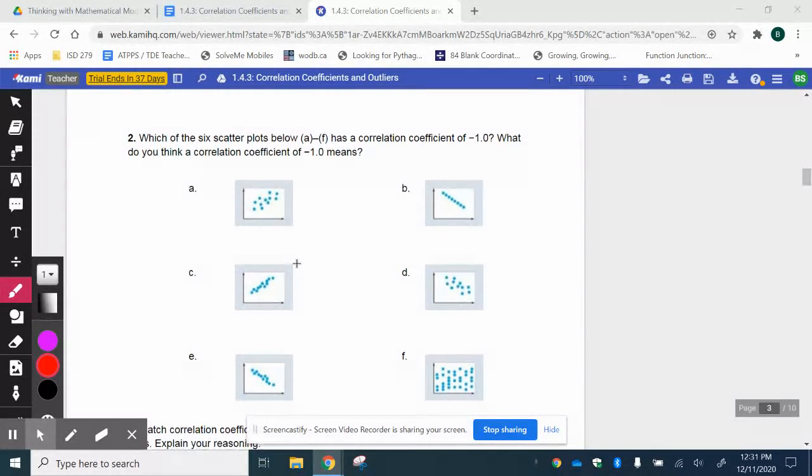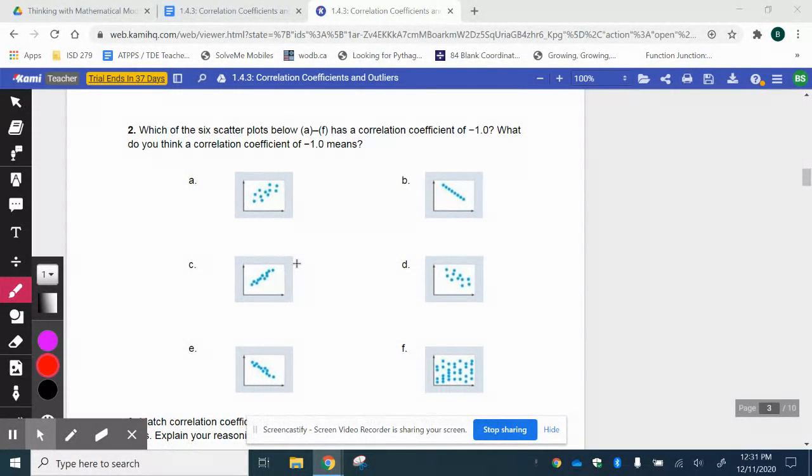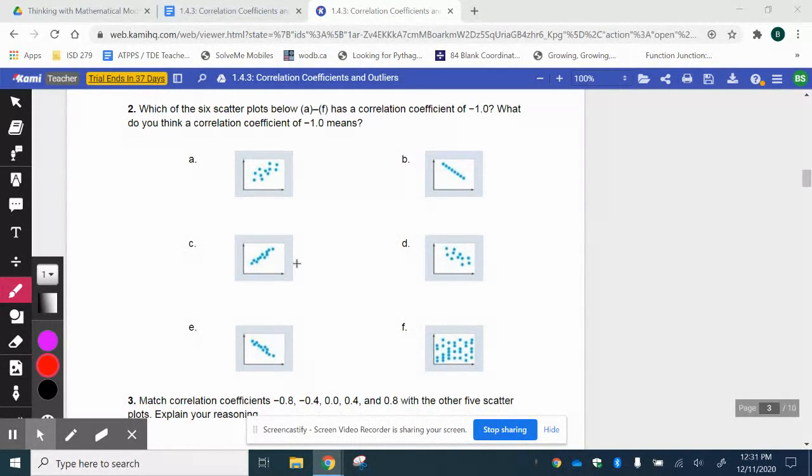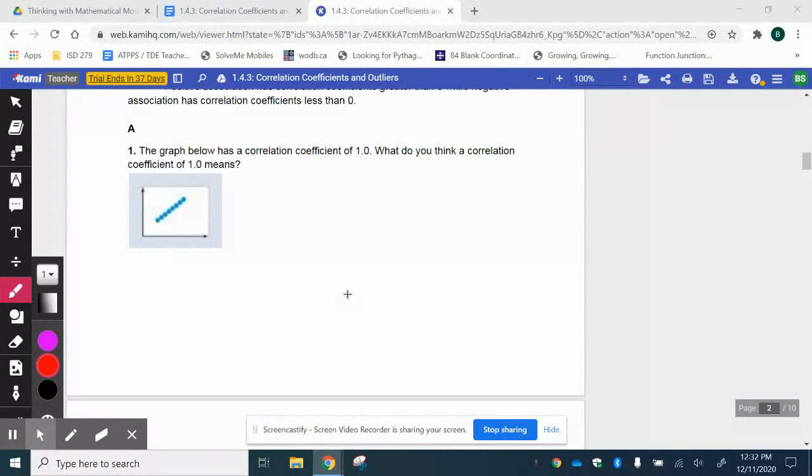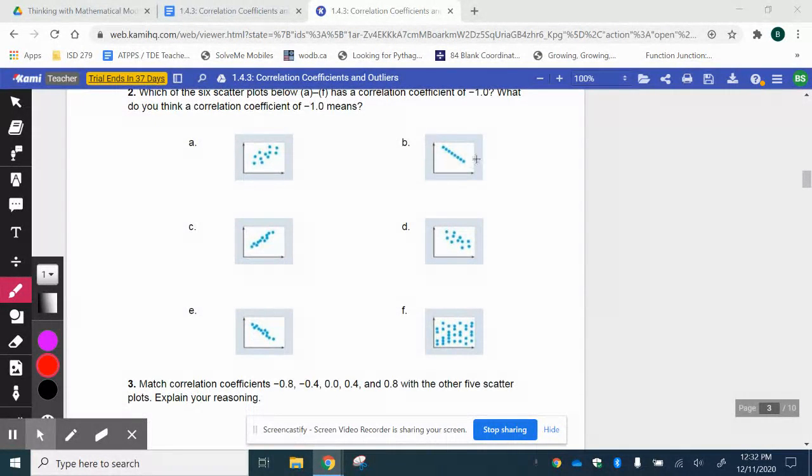Number 2, which of the scatter plots below A through F has a correlation coefficient of -1.0? What do you think a correlation coefficient of -1 means? So you're taking a look at these 6 scatter plots, seeing which one has a -1 correlation coefficient. Remember, this one had a positive 1. Which one would be the -1?